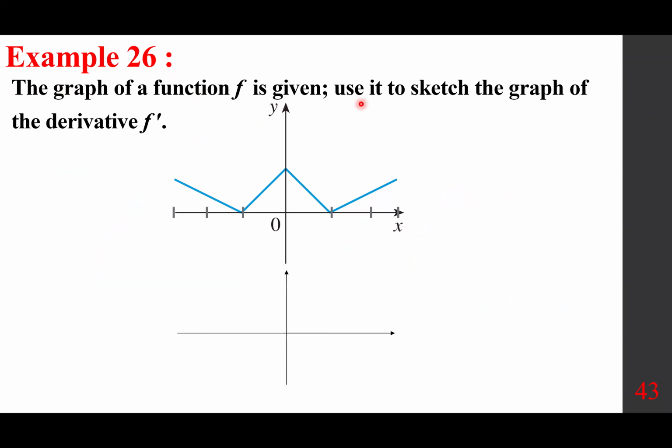The graph of a function f is given. Use it to sketch the graph of the derivative f prime. First, notice we have 1, 2, 3, 4 line segments. So we are going to deal with 4 lines in essence, and all you have to do is find their slopes.